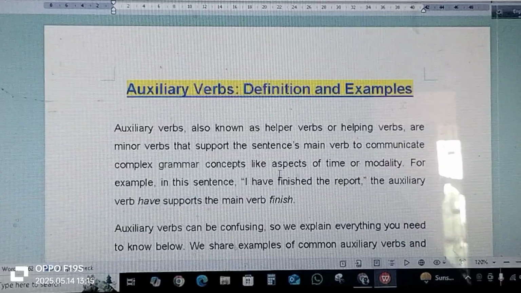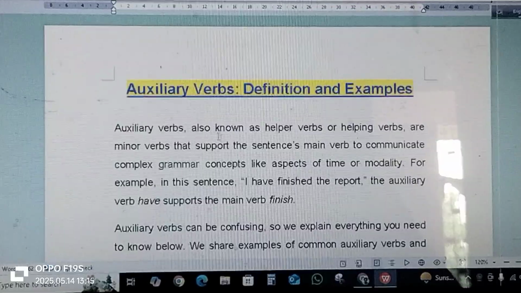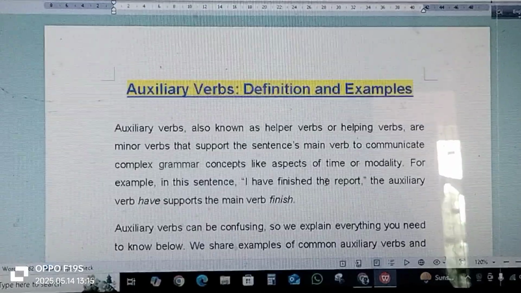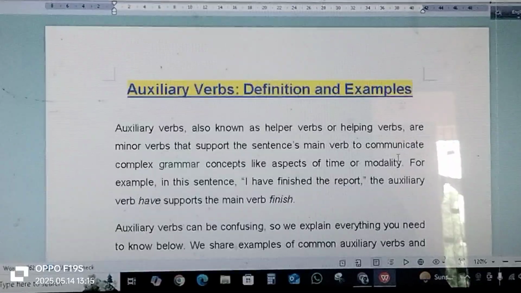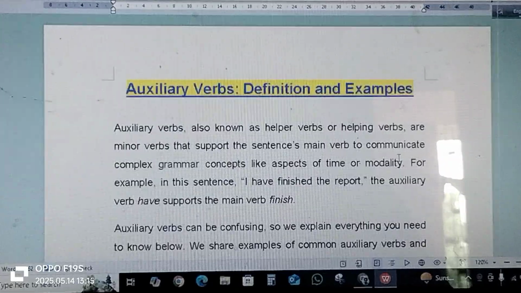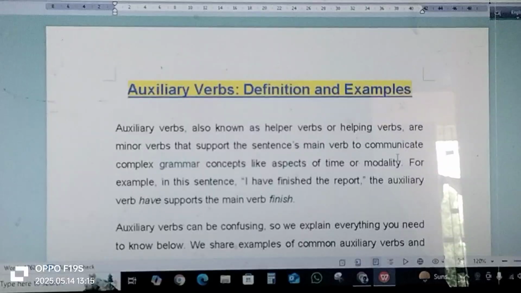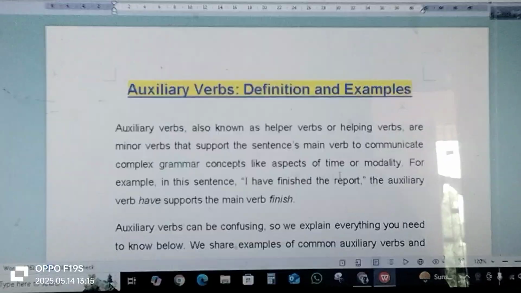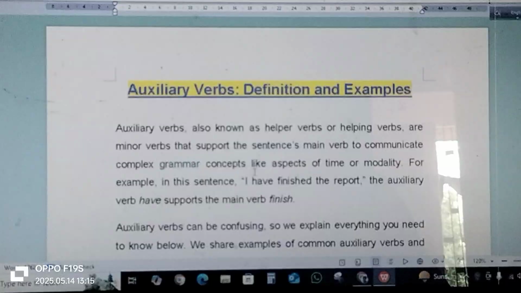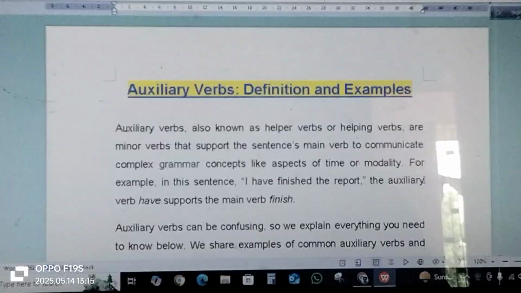So here is written auxiliary verbs, also known as helper verbs or helping verbs. As we know, auxiliary verbs, which are also known as helping verbs, or sometimes called helper verbs, are minor verbs. Auxiliary verbs are minor verbs that support the sentence's main verb to communicate complex grammar concepts like aspects of time or modality. For example, in this sentence, I have finished the report.